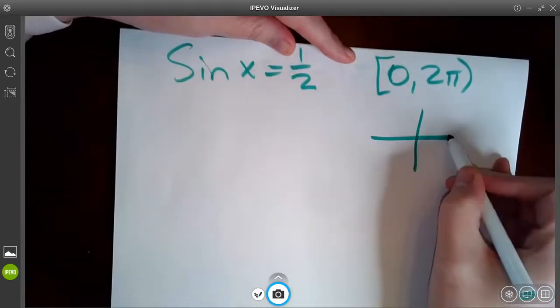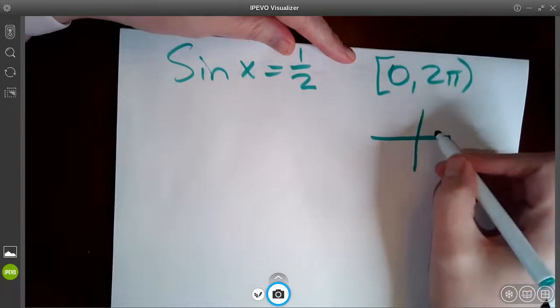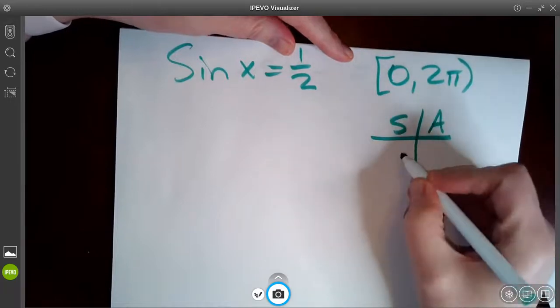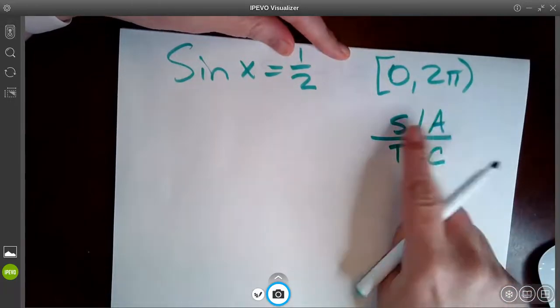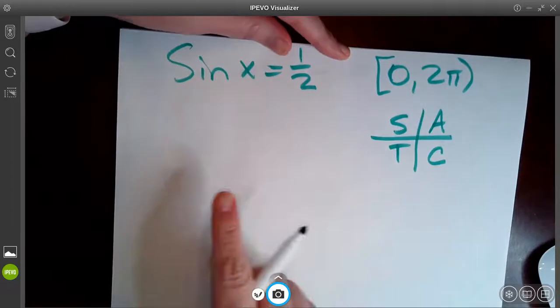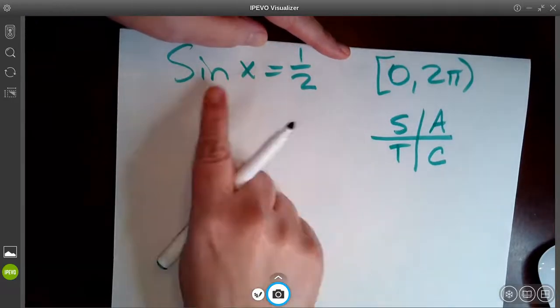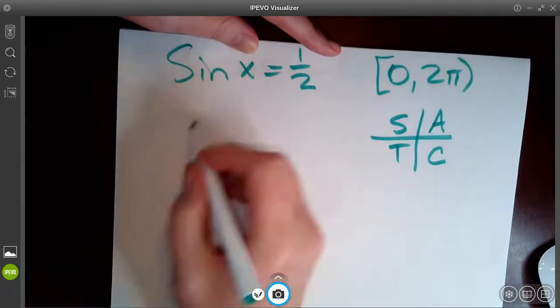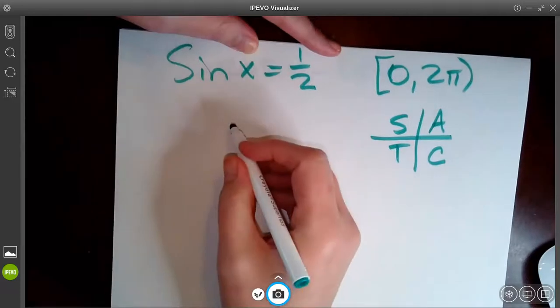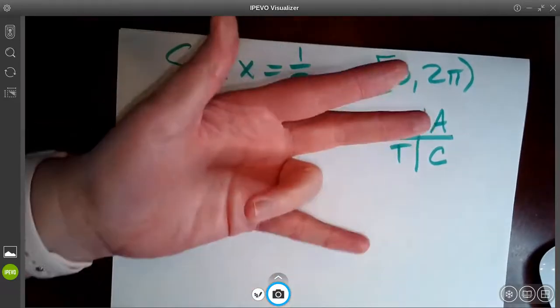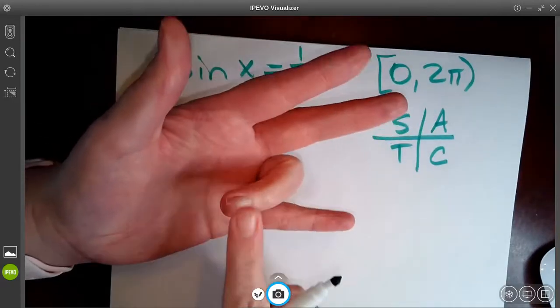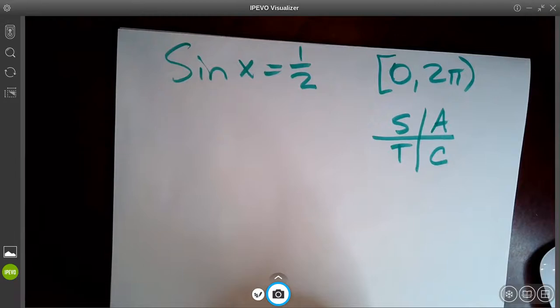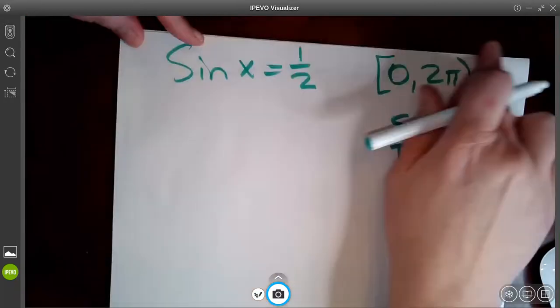So if we think about sine, we have this, right? All students take calculus. And sine is positive in quadrant 1 and 2. So we have two places where sine is going to equal 1/2. If you're using your hand trick, it's equal to a half here. If you're not using that, you probably have these memorized, or you can look at your unit circle.